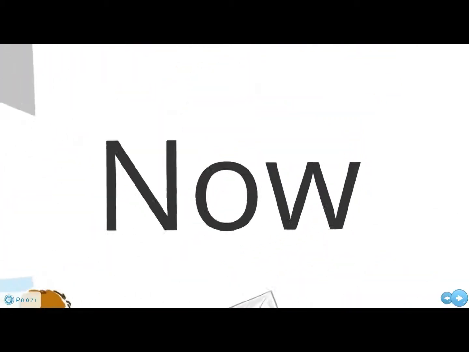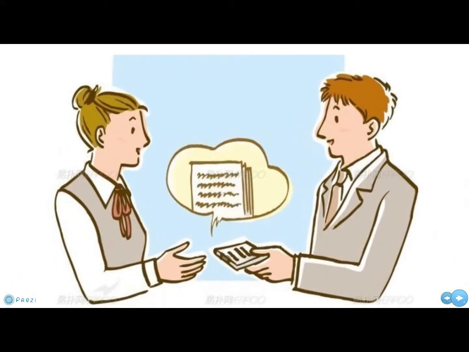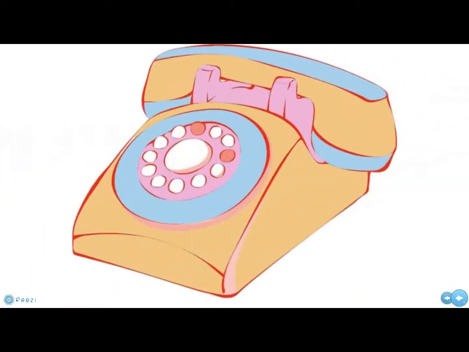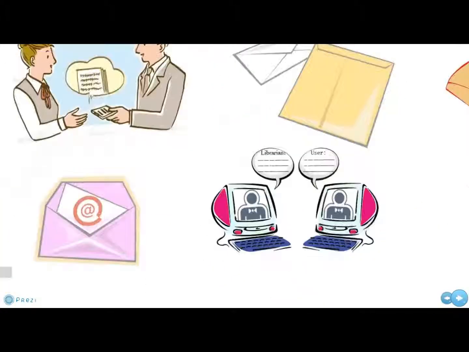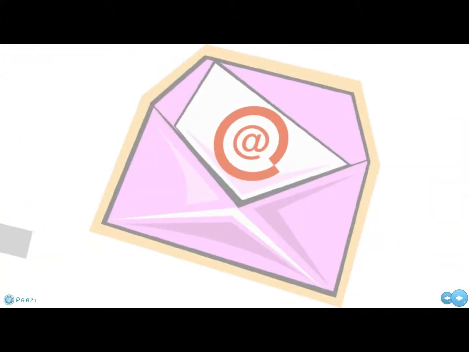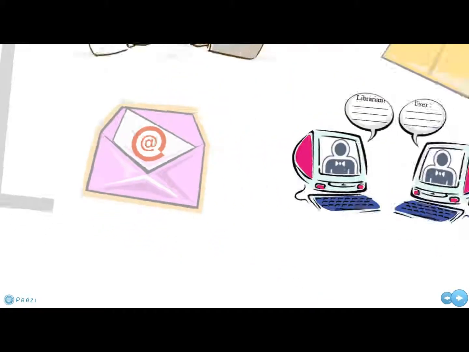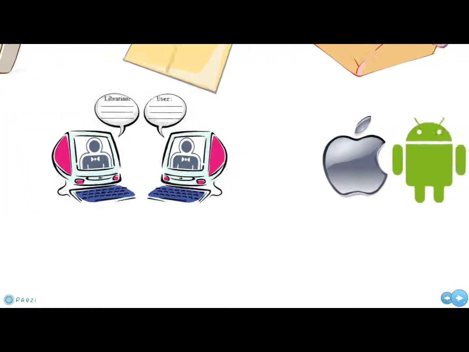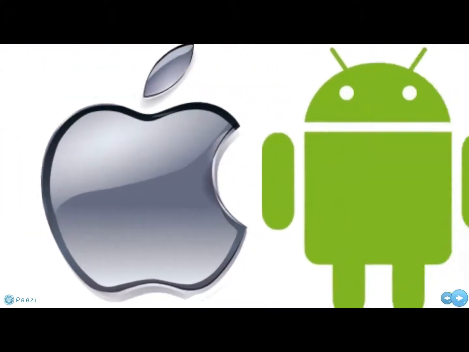Now, users have more ways to present their problems to a librarian. They can still go to a library directly, send regular mails, make a call, and send emails to librarians. They can also make an online video chat with librarians and check any information they need through apps and cell phones like iTunes and Google Play Store.